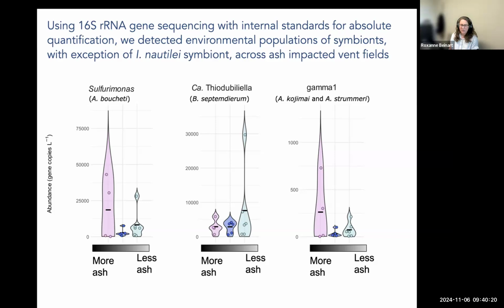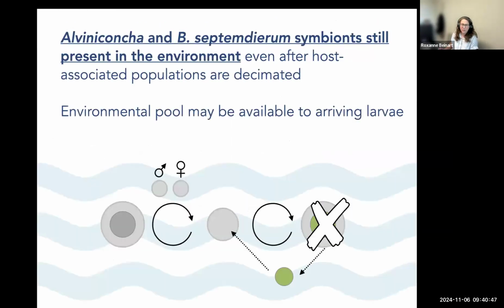We will be continuing working on this study, trying to better understand the variation within and between vent fields, how this relates to the presence of these animals and the ash, as well as potentially moving more into using population genomics to understand how these free-living populations relate to the animal populations at these vent fields. These are definitely the symbionts, but what strains are these symbionts that are present in the environment?